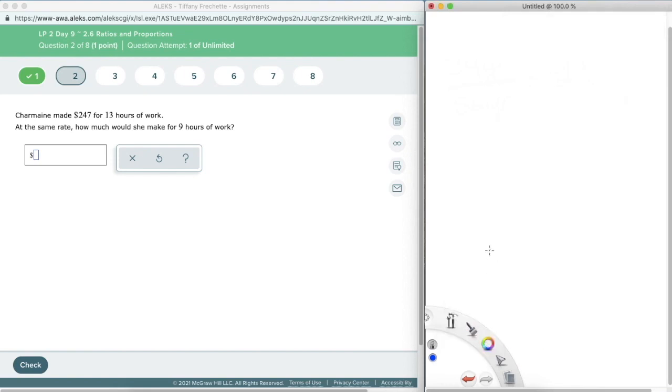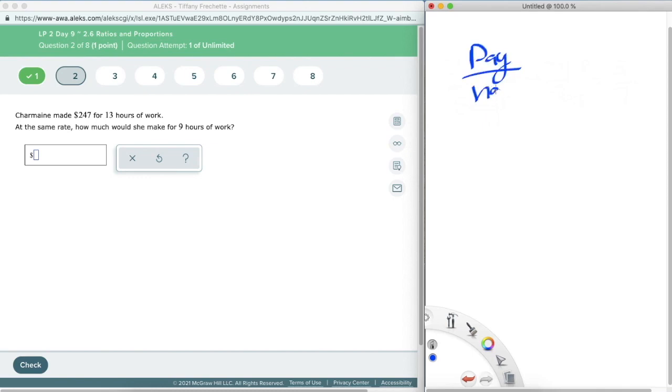So whenever I'm given a problem like this, I can start to set it up where I have hours over pay, or pay over hours. I can do it either way I want to there. It would probably make a little more sense actually to do pay over hours.